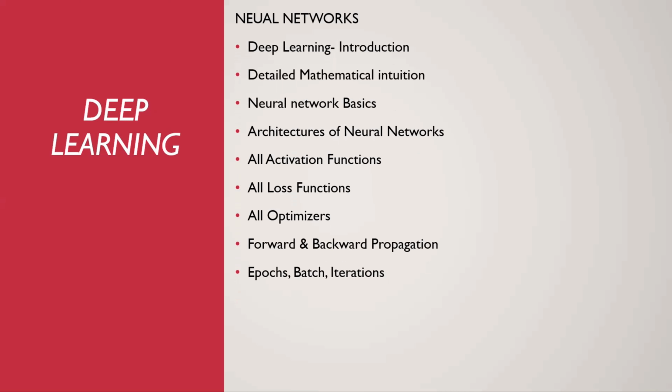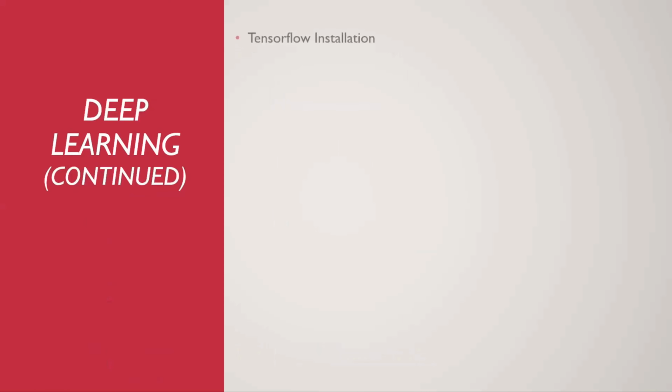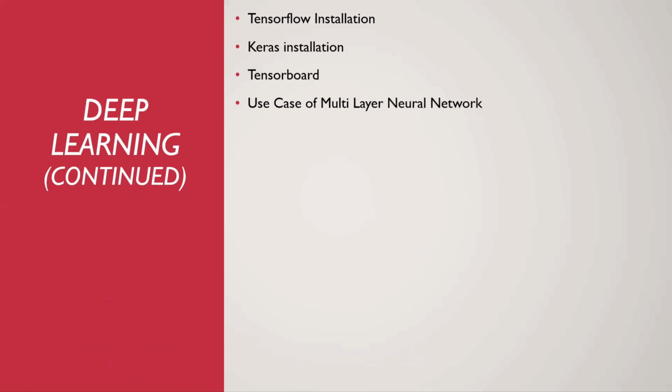This is one confusing topic, which most interviewers use to confuse you with questions on epochs and batches. What are all the hyperparameters required in neural networks, what is the main problem that emerged in the discussion of deep learning, and what are all the solutions for those problems? You have to know TensorFlow, Keras, and what TensorBoard is, and you can have some use cases with multi-layer neural networks. Next, we have to jump on to convolutional neural networks, which involve image processing.